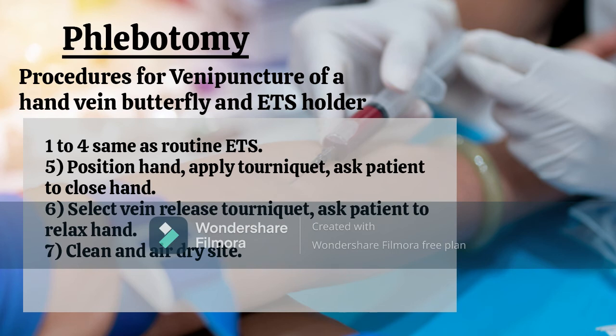Procedures for venipuncture of a hand vein, butterfly and ETS holder. 1 to 4 same as routine ETS. 5. Position hand, apply tourniquet, ask patient to close hand. 6. Select vein, release tourniquet, ask patient to relax hand. 7. Clean and air dry site.